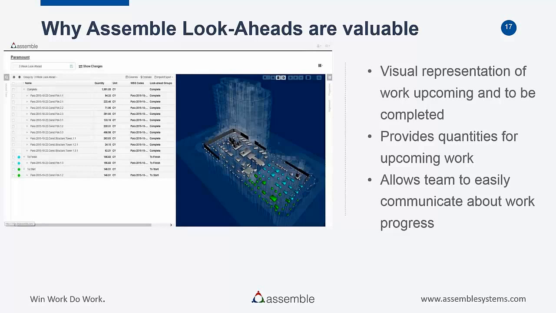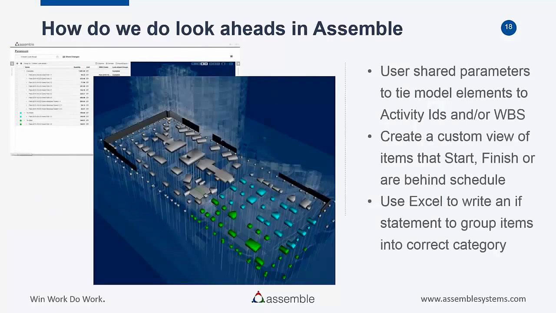It's a really good tool for them to communicate with the team, communicate with our superintendents, and get an idea of the quantity of work that they're approaching going forward. You can see it a little bit better here in this blown up view, but like I said, we're using those shared parameters to link to an activity ID or a work breakdown structure. We're then creating a custom view that filters out start, finish, or behind schedule. And then we use Excel to write an if statement that groups the items into the correct category. Basically, it's a combination of an if lookup and an if statement that puts a value into a cell.